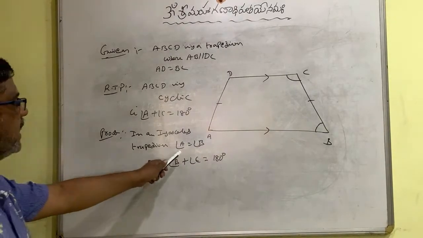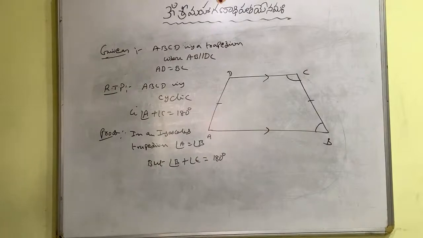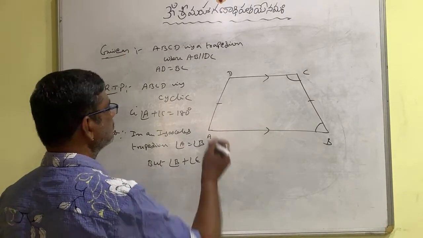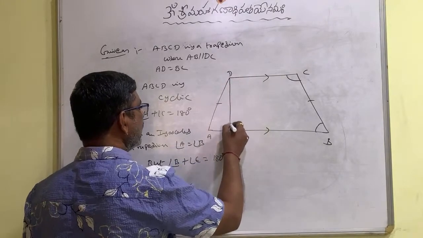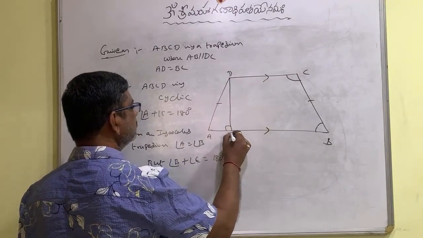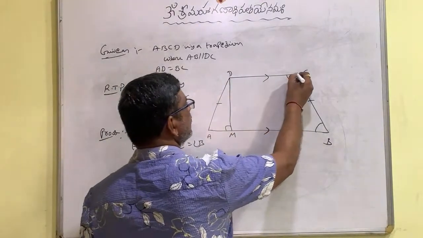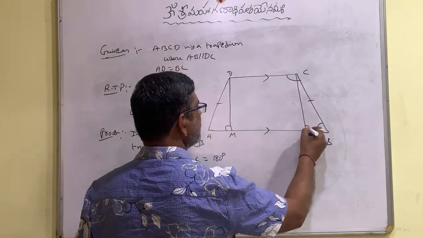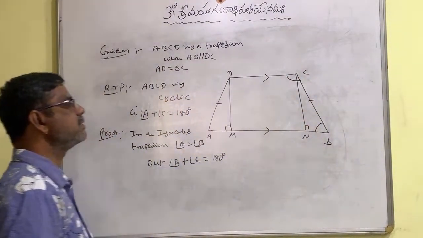Why are angle A and angle B equal? It is there in the quadrilaterals topic, you can go through it. I can give you the proof also here. Draw DM perpendicular to AB, CN perpendicular to AB.